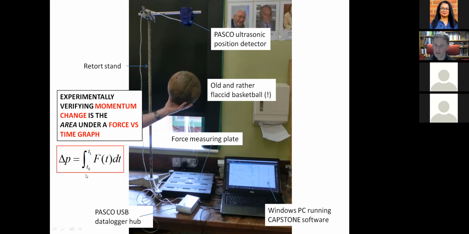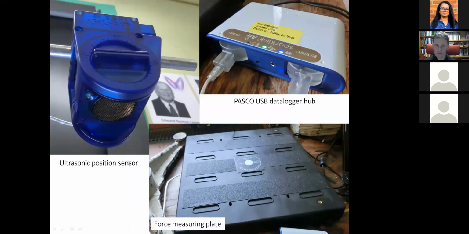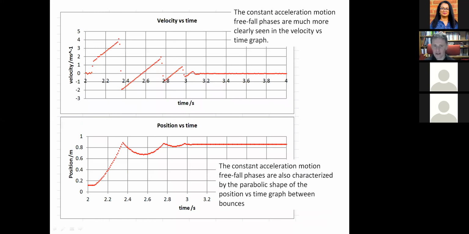So what we're trying to find is the integral under the force-time graph. That's the change in momentum. Why? Because force is the rate of change of momentum. So let's go and see what happens. Here's our little sensor. It's like a fly's eye. This is our Pasco USB data logger hub. Slightly more modern versions are available these days. And this is our force plate. So let's have a look.